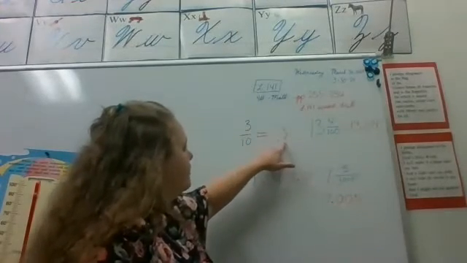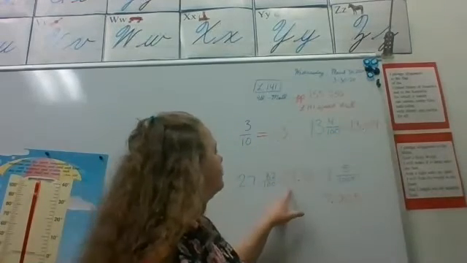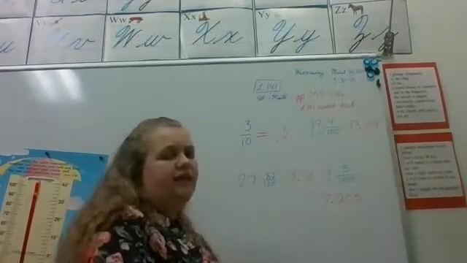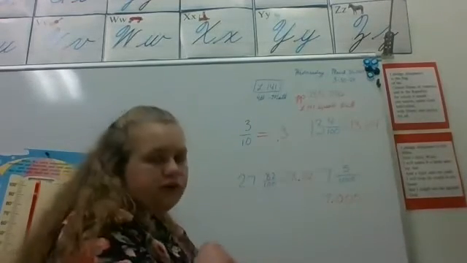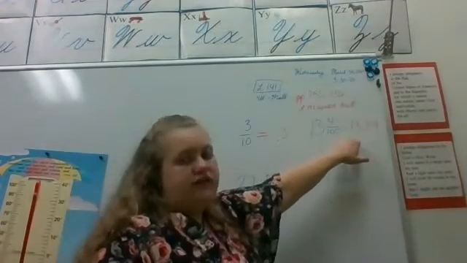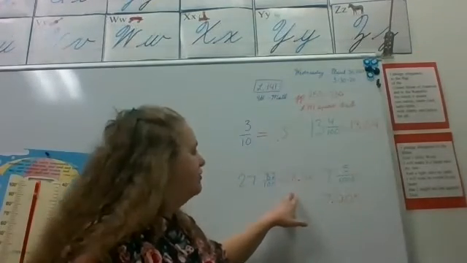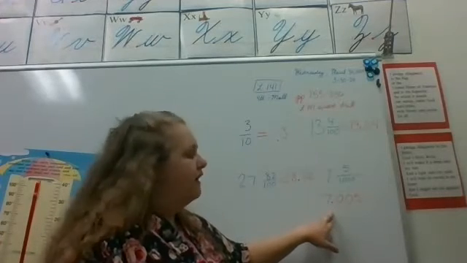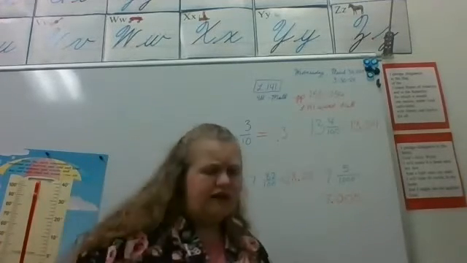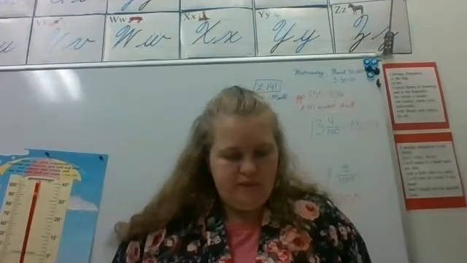And this one we would say 3/10, 13 and 4 hundredths, 28 and 82 hundredths, okay? So go ahead, I want you to say those with me. We're gonna say them one more time. Starting here, 3/10, 13 and 4 hundredths, 28 and 82 hundredths, 7 and 5 thousandths. Okay, very good.